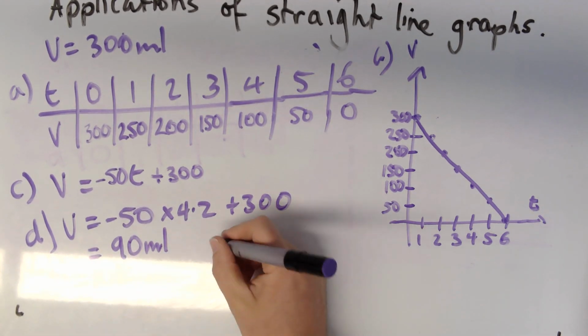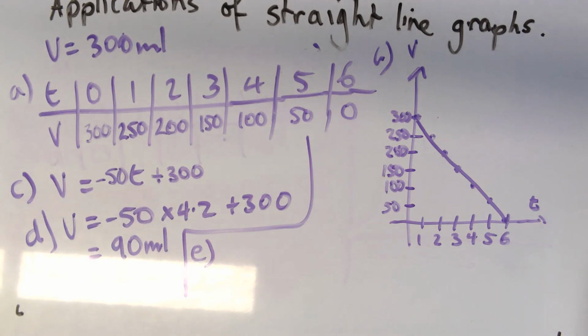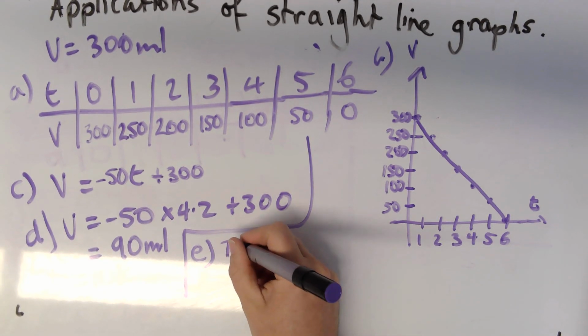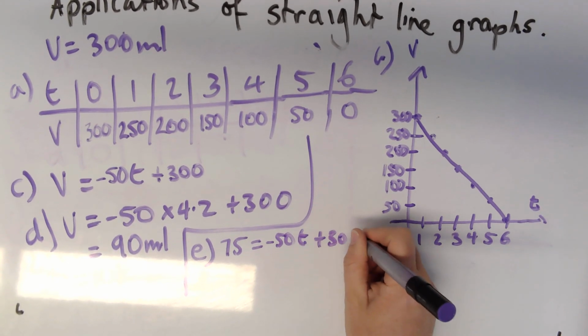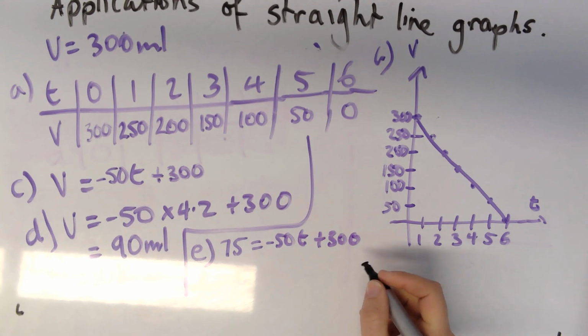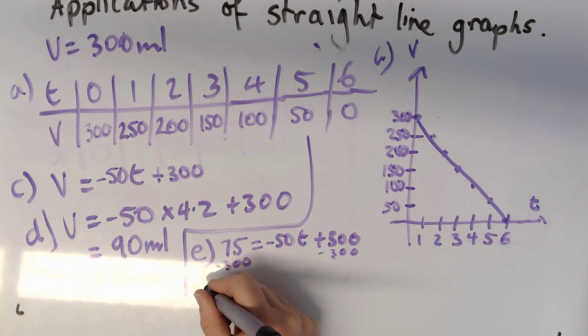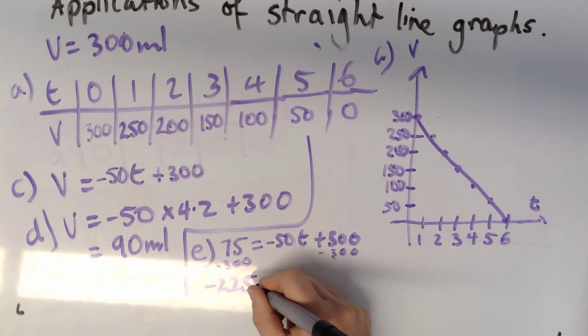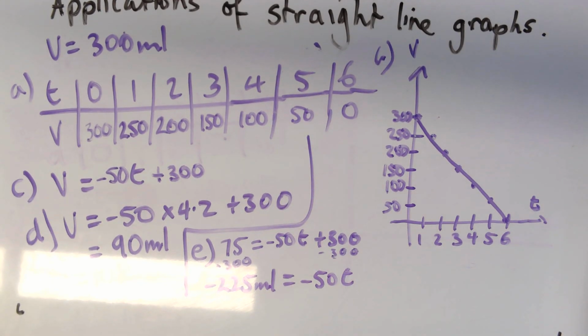Okay. For part E, so I'm going to squish it in over here. This time we want, use your rule to find the time taken for the volume to reach 75 mil. So this time I want 75 to equal negative 50 T plus 300. What I'm going to do is take my 300 away from both sides. So I'm going to get negative 225 milliliters equals negative 50 T. That's our first step. Now I've got to divide.